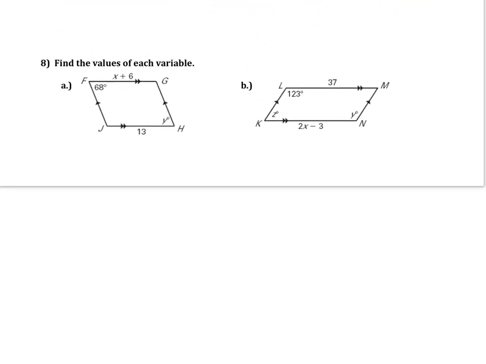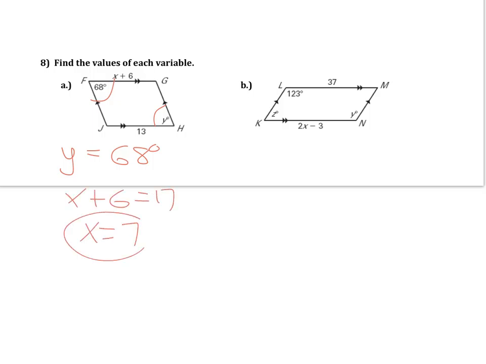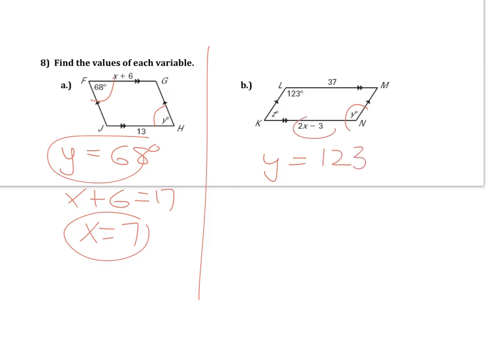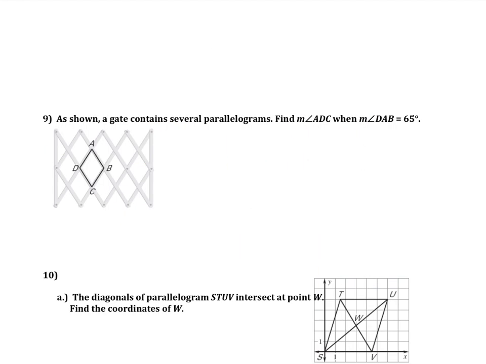Okay, number 8. These are going to get kind of easy. Find the value of the variables. So I've got an x here and I've got a y. Y, quite simply, is 68 degrees. It's the opposite angle. X plus 6 equals 13. X equals 7. Done. B, y equals 123. For the x, 2x minus 3 equals 37. 2x equals 40. X equals 20. Nice and easy. Same thing with this page, not so hard.